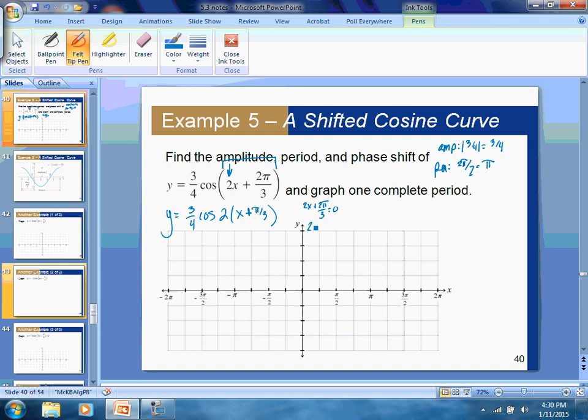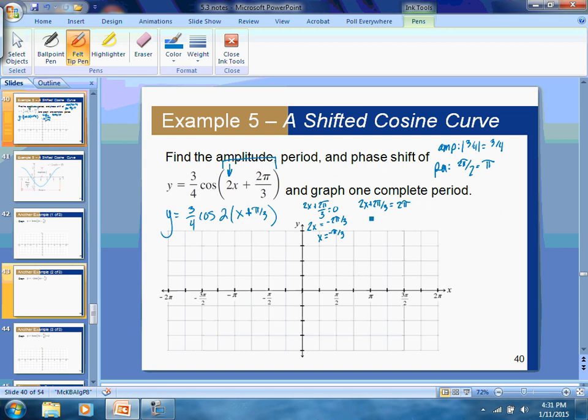So I will have 2x equals negative 2 pi over 3. So if I divide that by 2, I'll get negative pi over 3. So that's where my table of values is going to start. And then I'll have 2x plus 2 pi over 3. Again, the stuff that's in parentheses. I'm going to set it equal to 2 pi.